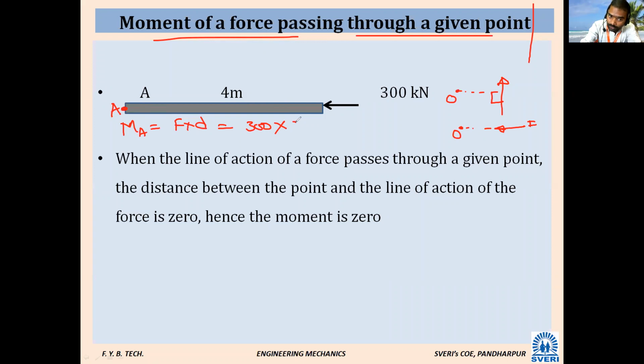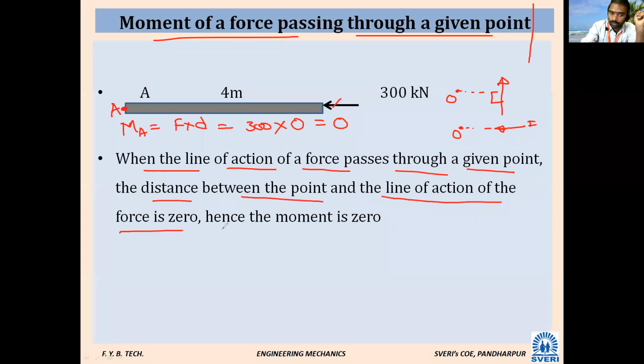Hence the perpendicular distance between the force and the point is 0. Hence it is equal to 0. The total moment about the point is 0. See, when the line of action of a force passes through a given point, the distance between the point and the line of action of the force is 0. Hence, the moment is 0. Is it clear, everyone? Yes, sir. This is very important.